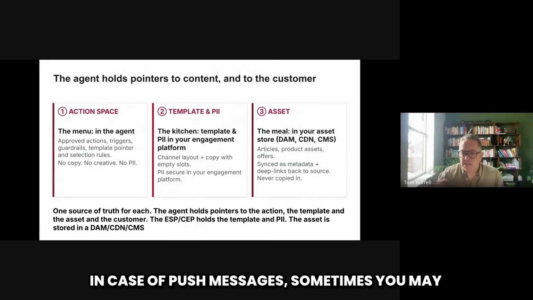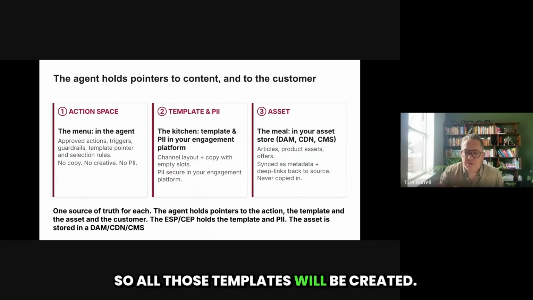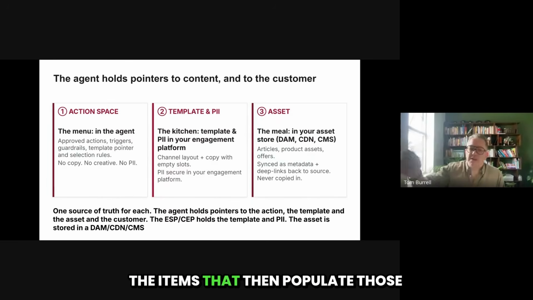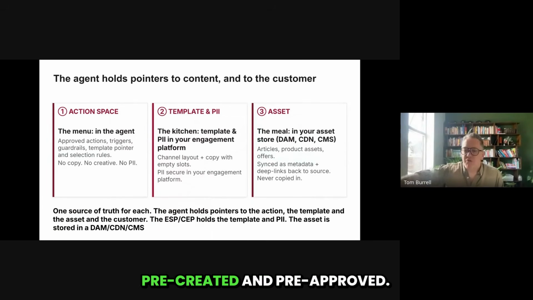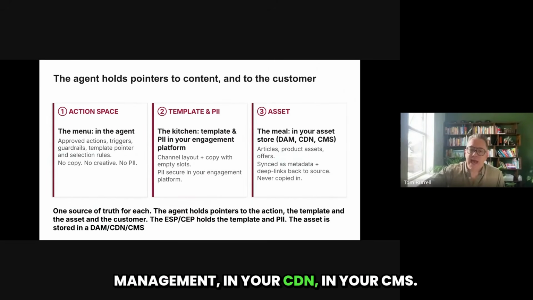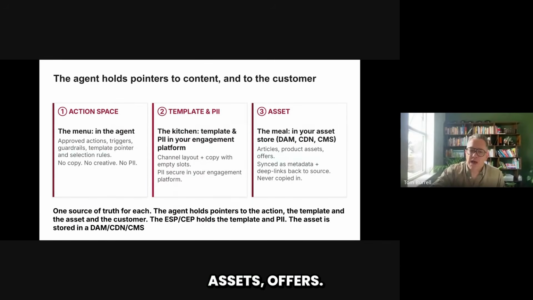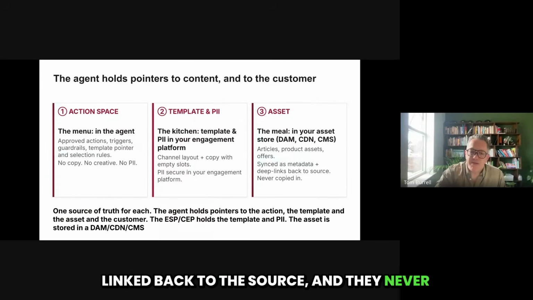In the case of push messages, sometimes you may be using a CTA and image, sometimes you won't. So all those templates will be created. And then the assets, it's almost like the pantry. Items that populate those templates exist elsewhere, and they're all pre-created and pre-approved. They would exist in your digital asset management, your CDN, your CMS. So that would be articles, copy, product assets, offers, and they get synced by metadata and deep link back to the source, and they never get copied in, right?